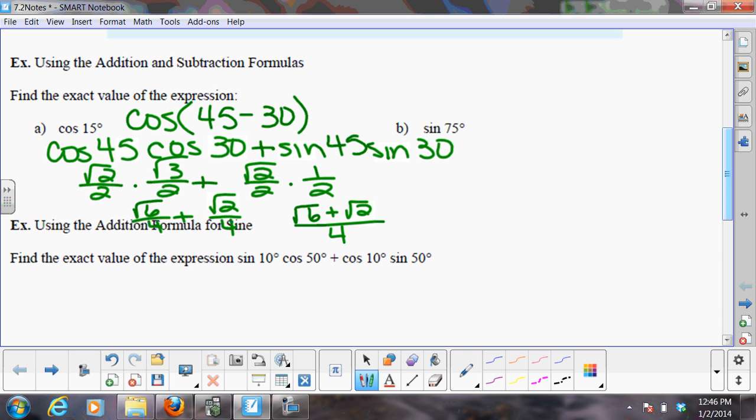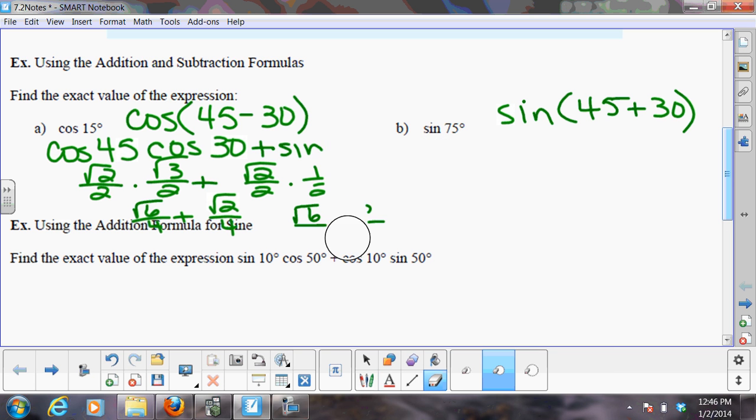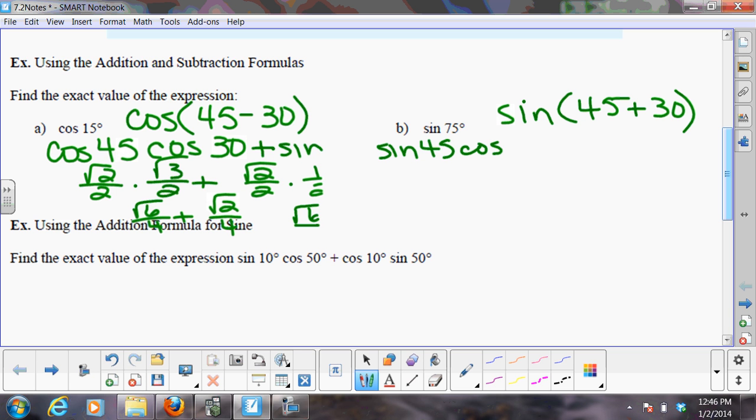So sine of 75. 75 could be 45 plus 30. So I'm going to erase a little bit of this. So hopefully you got that. So using the summation formula from up above, the addition formula, sine 45 cosine 30 plus cosine 45 sine 30.